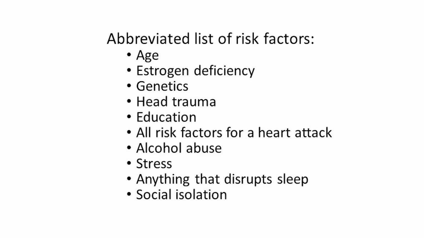What this means is that there are loads of things you can do to decrease your risk of Alzheimer's. Whenever there are lots of risk factors for a disease, there are lots of options for managing that disease. Now, although this looks like a huge list, you could boil it down to just a few risk factors to simplify it. And if you did that, you'd end up with age, estrogen deficiency, genetics, head trauma, education, all the risk factors for a heart attack, alcohol abuse, stress, anything that disrupts your sleep, and social isolation.